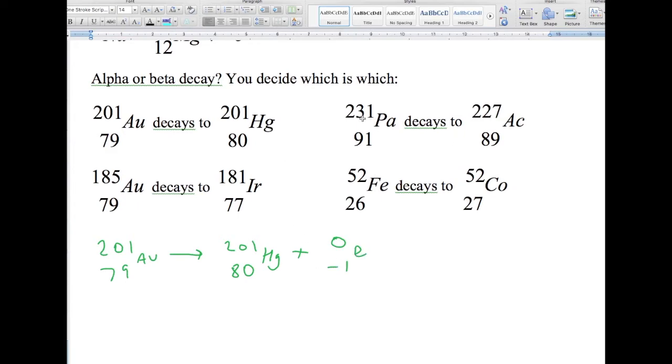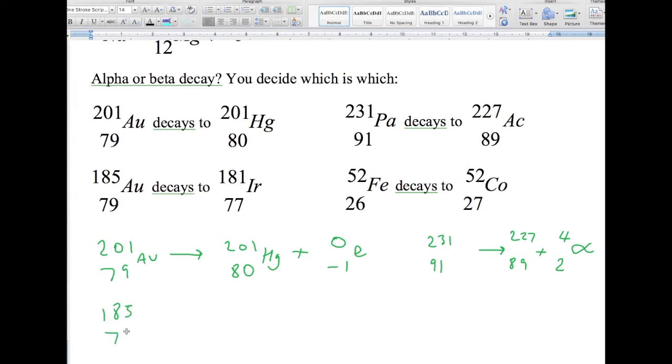What's this thing? I'll just speed it up. 231.91 is going to go to 227.89 plus what? What do I need to add to 227 to get to 231? Yep, I need to add 4. What do I need to add to 89 to get to 91? 2. So that's our alpha. That's our alpha.